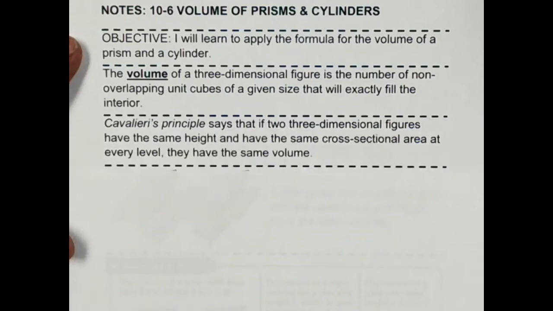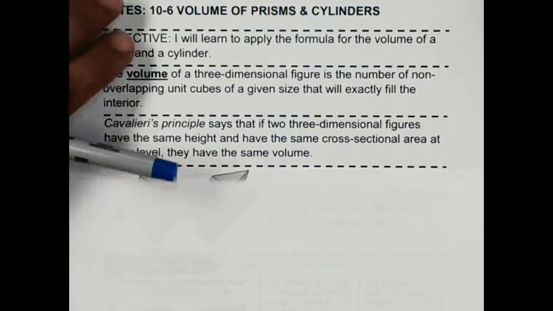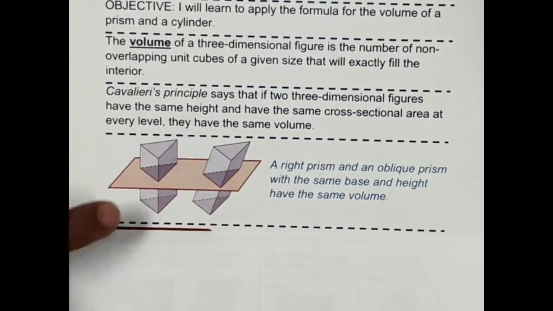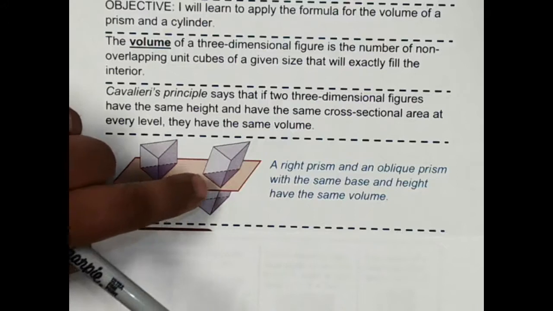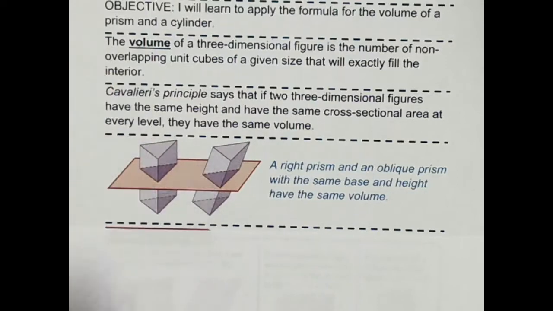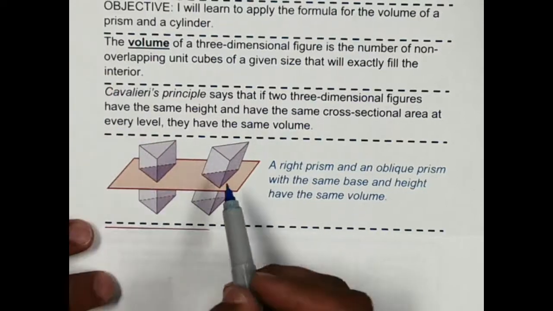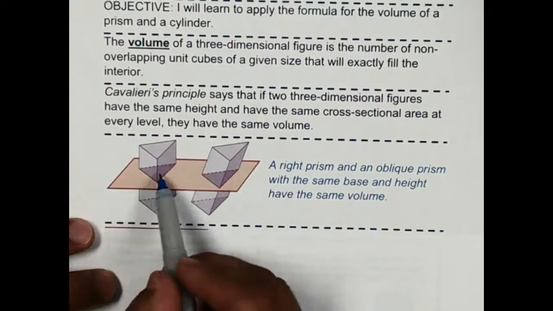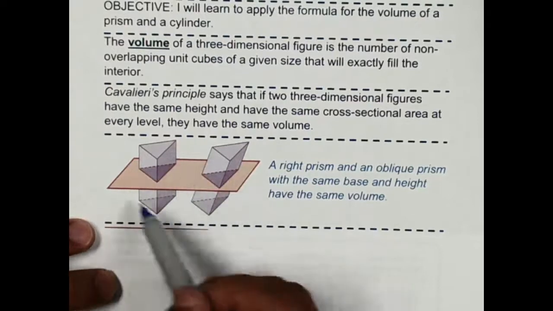Alright, and then this guy named Cavalieri says that if two three-dimensional figures have the same height and the same cross-sectional area, then they're going to have the same volume. So something like this, where this would be a right triangular prism, this would be an oblique triangular prism, but because they have the same cross-sectional area, these little triangles in here, they're going to have the same volume.